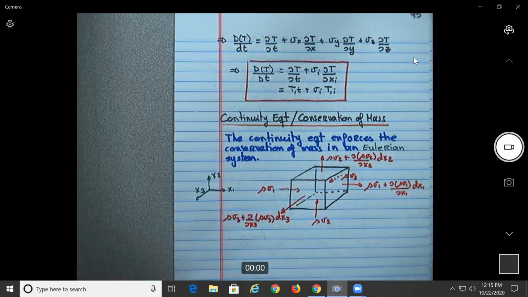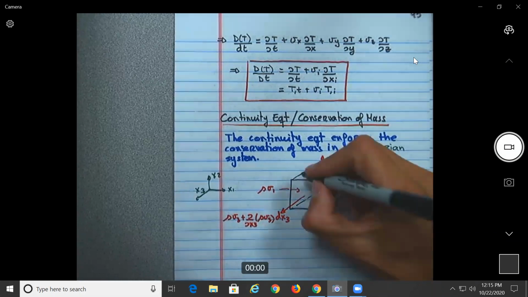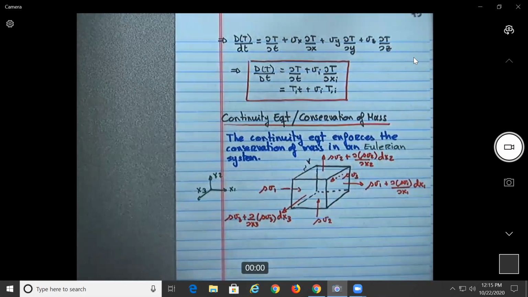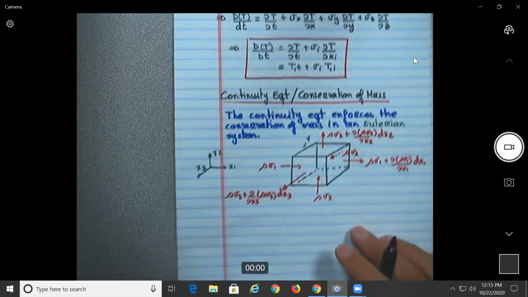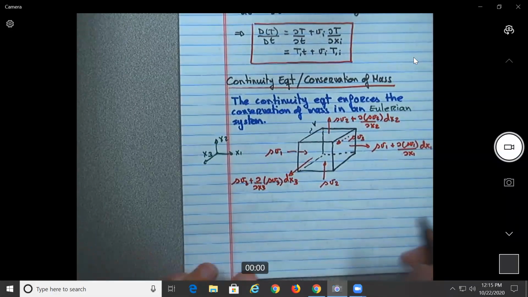Okay, so remember this is your control volume. This is a volume element.